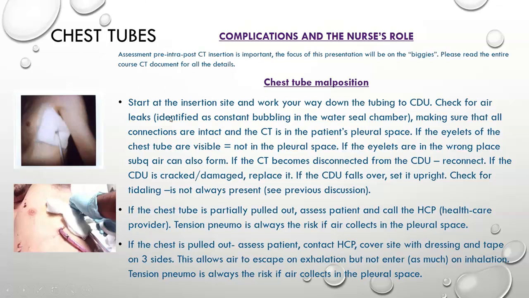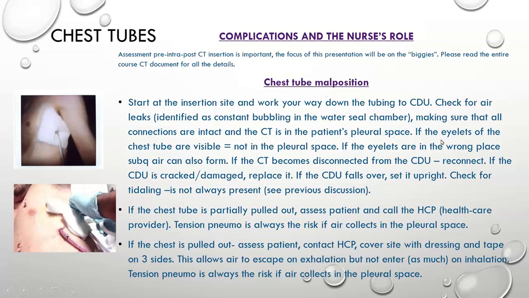But as far as nursing assessment goes, you're going to start at the insertion site on the chest, and then you work your way down the chest tube and then down the tubing to the CDU, the chest drainage unit. You want to check for air leaks. We talked about that, constant bubbling in the water seal chamber, and make sure that all connections are intact, because you've got a chest tube that's inserted by the physician, and then you hook up the chest drainage unit to that chest tube. And if you don't have a good seal on that, most nurses will actually tape the connection, then you can get an air leak.